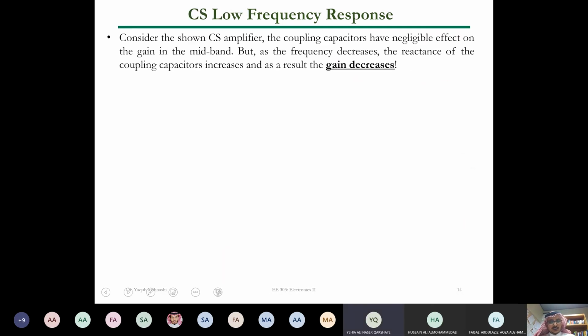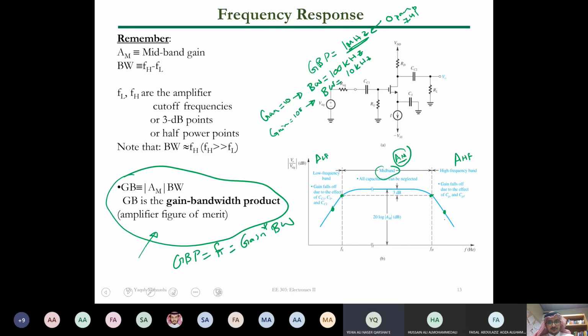Clear? Yes, Doctor, like we talked about in the differential amplifier, there was a trade-off between the gain and the linearity. We have a trade-off here between gain and bandwidth. Exactly. If you increase the gain, your bandwidth goes down, because we keep the area almost constant, of course for the same amplifier.